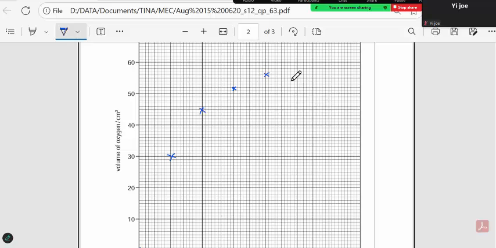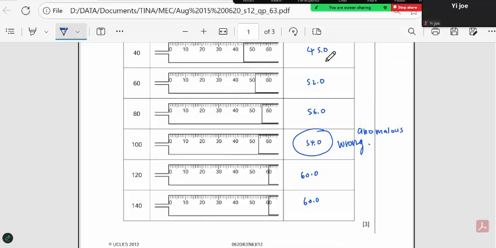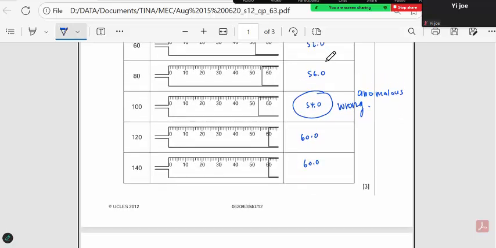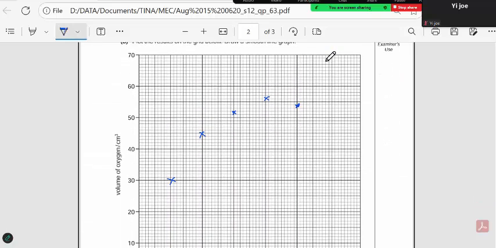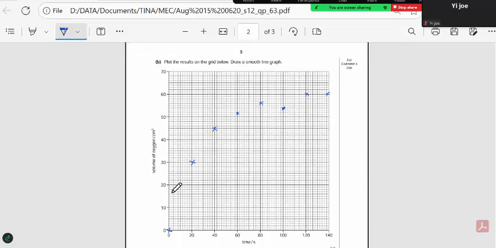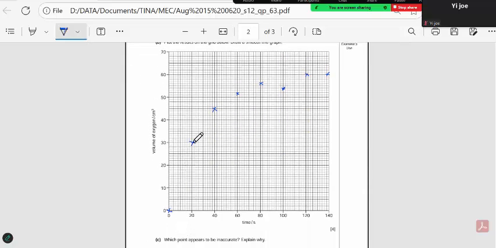And then this one is the wrong one. The wrong one we still plot. We still plot it. 54, and then 56, 54 and then 66. Okay, we still plot the point, but you do not draw it on your graph curve. So you do it like that.